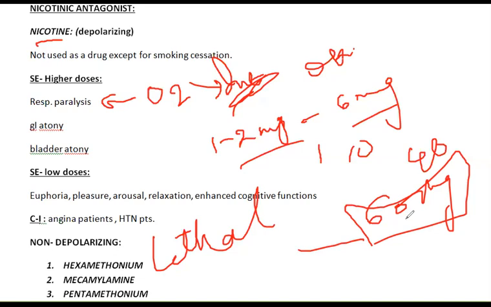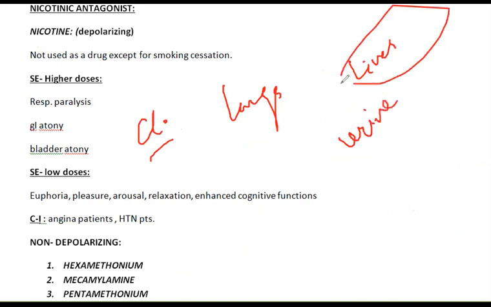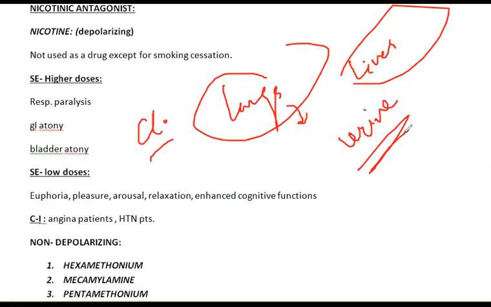And how this nicotine is cleared, the clearance of nicotine is also important for your clinical setup. It is cleared by the lungs, by the liver, and by the urine. Because you're taking it more in the form of cigarettes, it is cleared via lungs, it will be absorbed in the blood, and then ultimately from the urine. So you have to remember these 3 clearance names for nicotine. So I guess this is more than enough knowledge for nicotine.